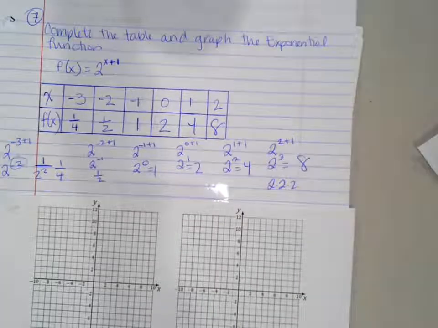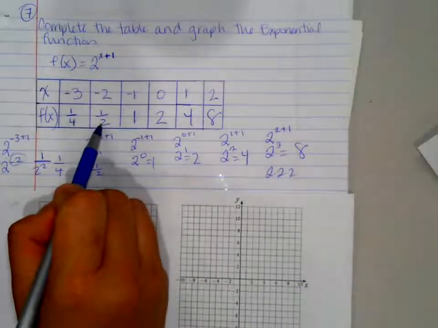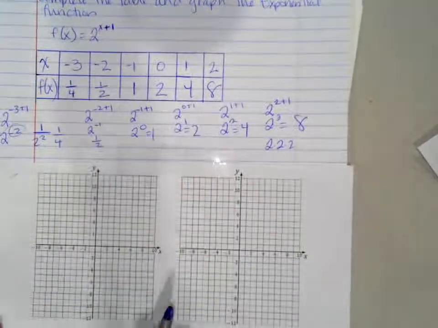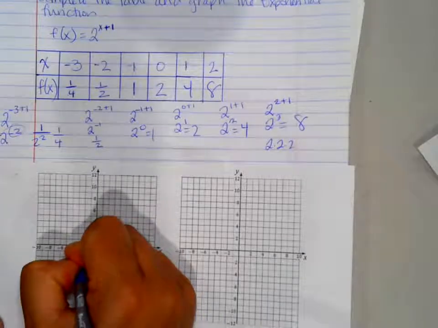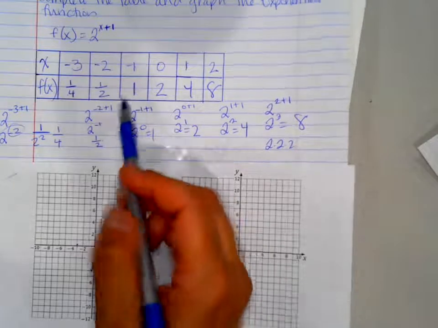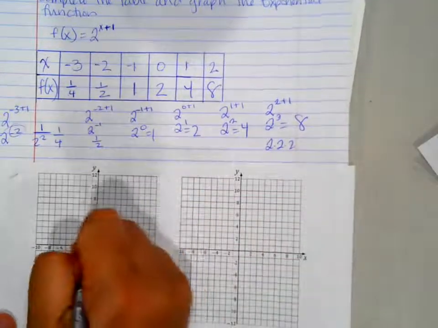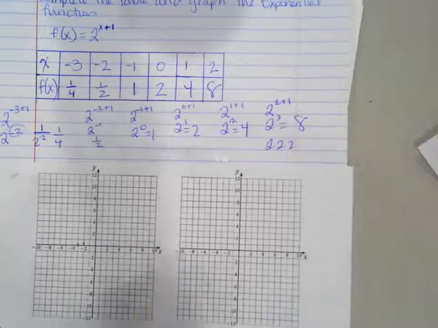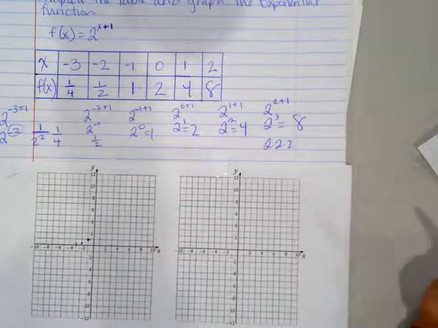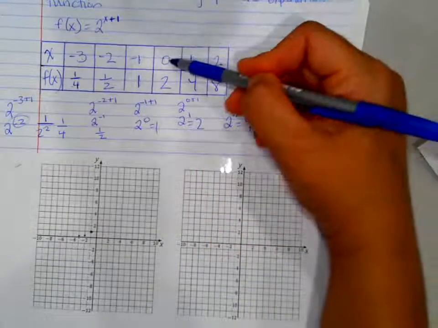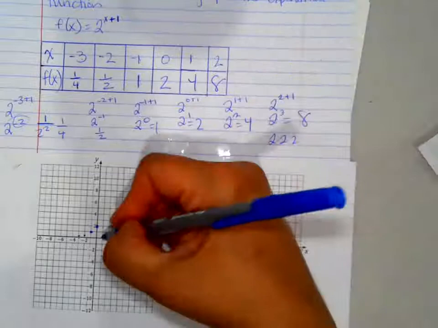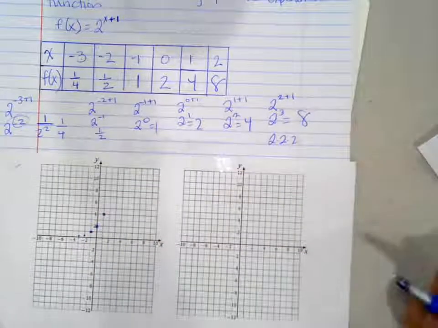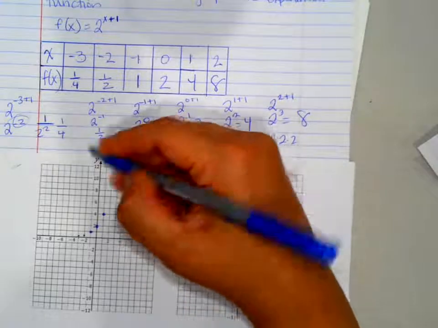Now graph them. These ones are a little bit hard to graph, I'll give you that. We have x equals -3, y equals 1/4; x equals -2, y equals 1/2. I know, it's kind of hard. X equals -1, y equals 1. But there's one that you can easily see: x equals 0, y equals 2. Perfect. X equals 1, y equals 4, another easy one to see. And x equals 2, y equals 8.